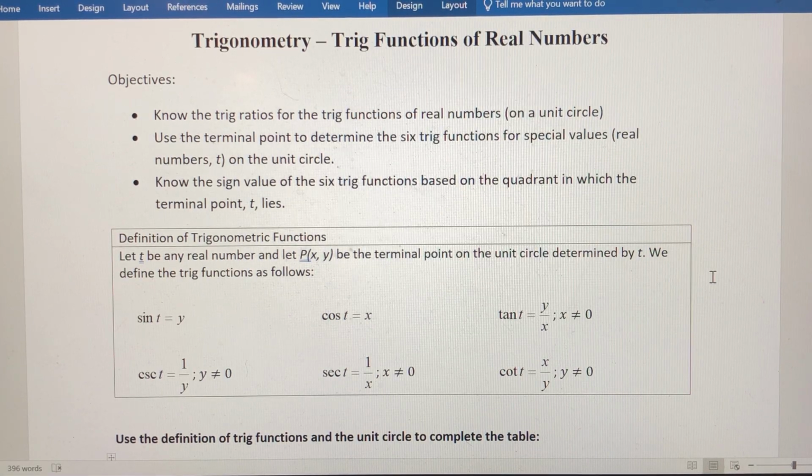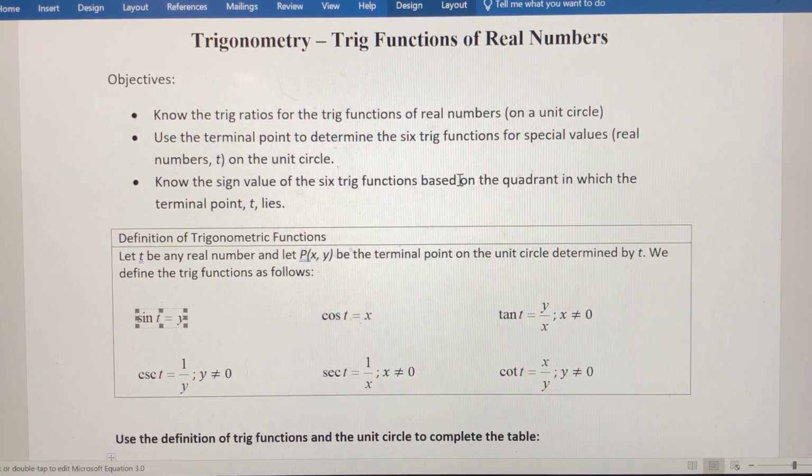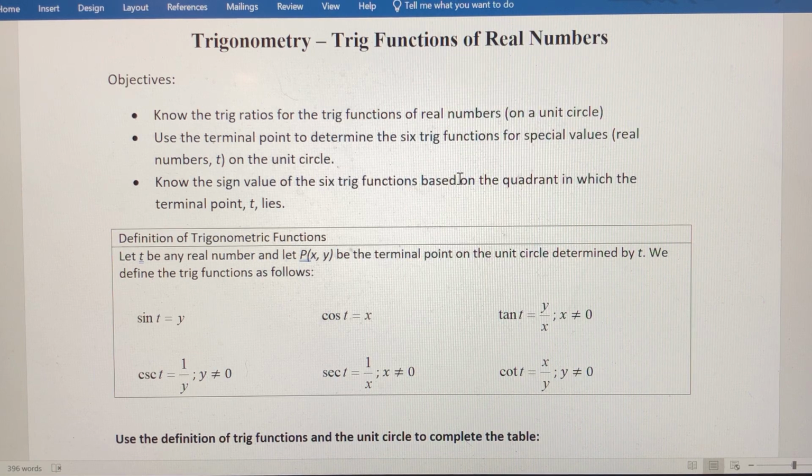So in this video, we're going to determine the trig functions of real numbers t, which is a point on the unit circle. So we're going to know the trig ratios for the trig functions of real numbers.